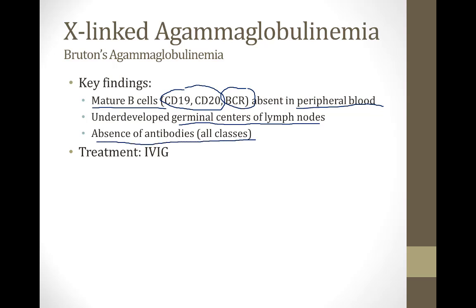And you can treat this condition by administering intravenous immunoglobulin, which is pooled immunoglobulin from humans that can replace the antibodies that are missing in children who have this condition.